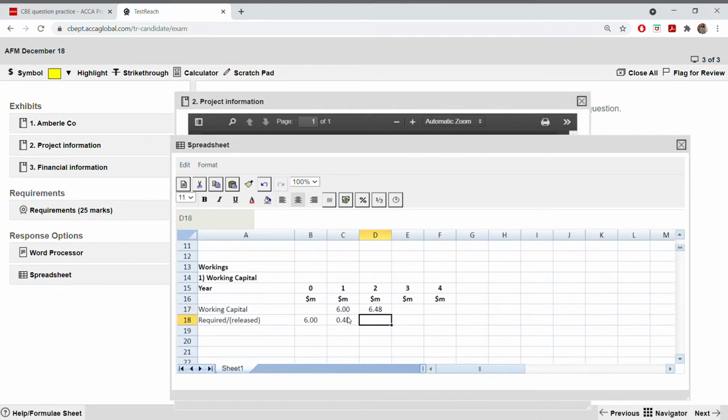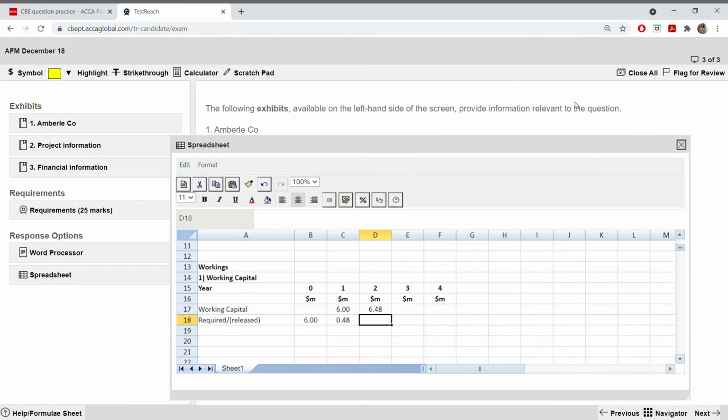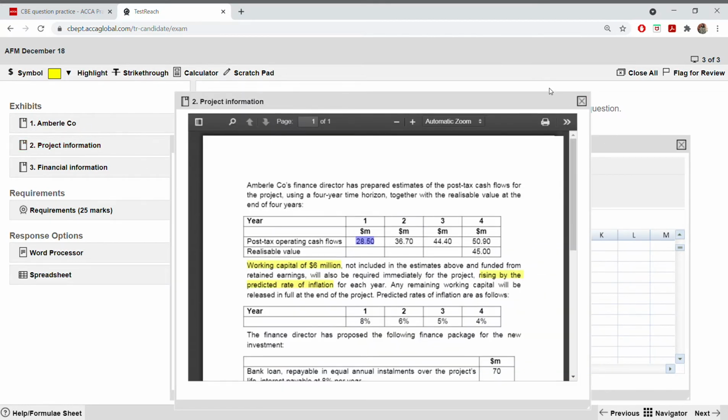Next, how are you going to get the next one? The next year's inflation is 6%. 6% on what? 6% on 6.48. So here I'm going to do equal to 6% multiply by this rate 6.48, 0.39. So next, when I take equal to sum, you have to add both, 6.87. Now I'm going to take the inflation, 5% and 4%.